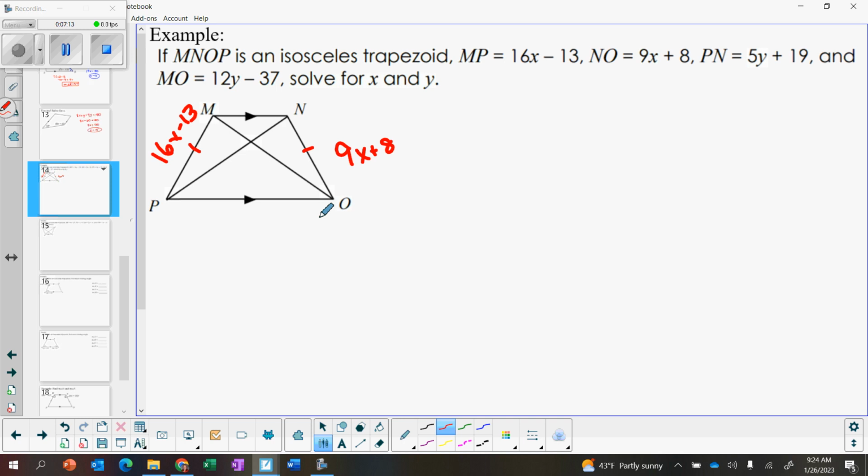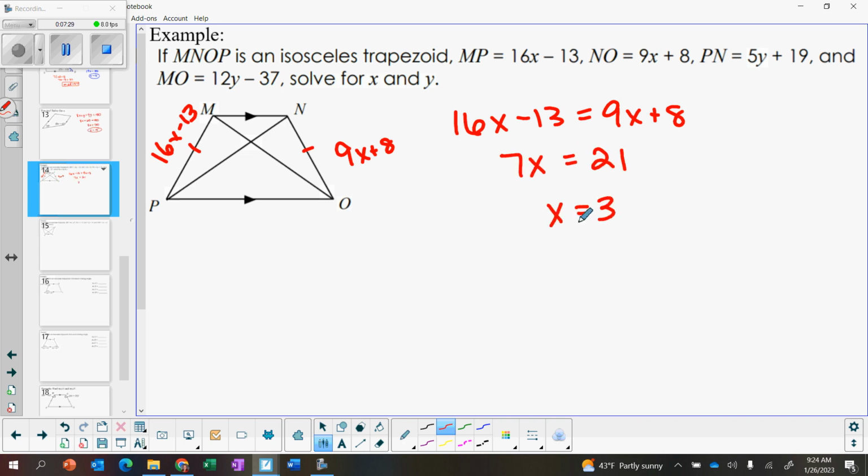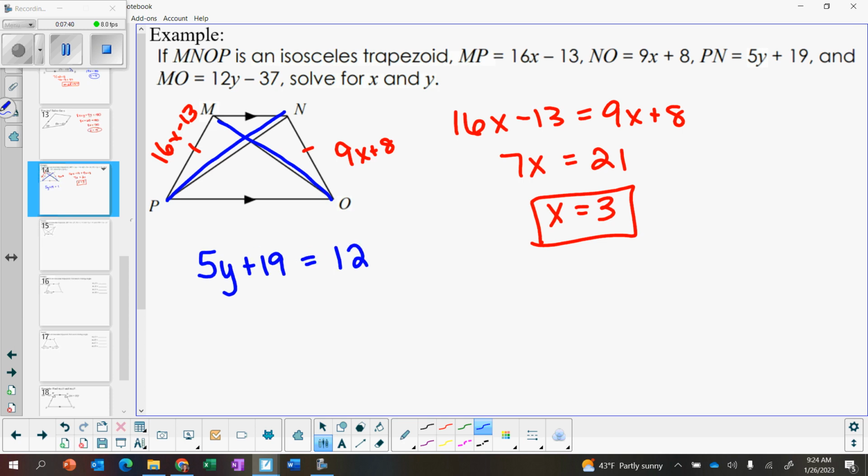Those are going to be equal because the diagonals are congruent in an isosceles trapezoid, and my legs are going to be equal. So I'm going to set my two values with x equal. Subtract 9x, add 13. We get x is 3. And then for my two diagonal lengths, we'll set those equal as well. So that's going to be 5y plus 19 equals 12y minus 37. So subtract the 5y, add the 37. And if we divide by 7, we get y is 8.